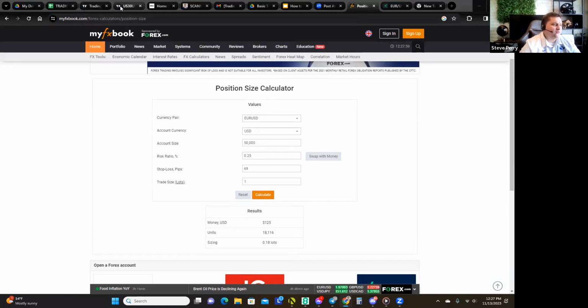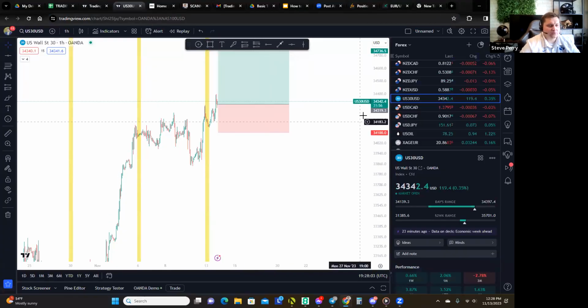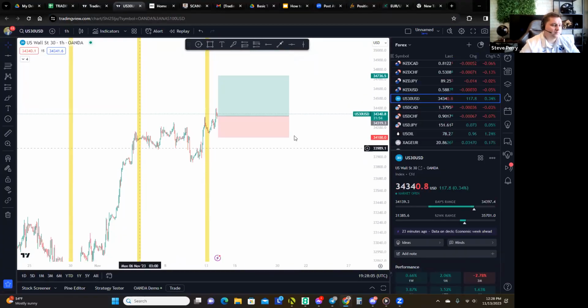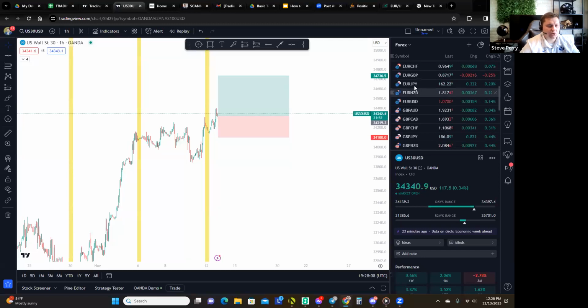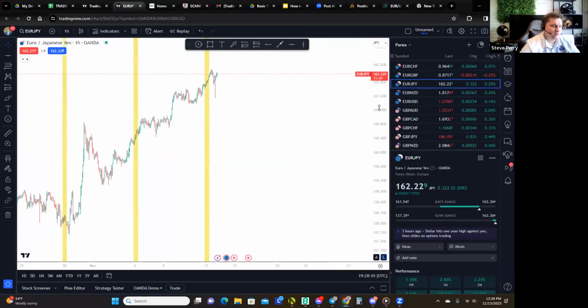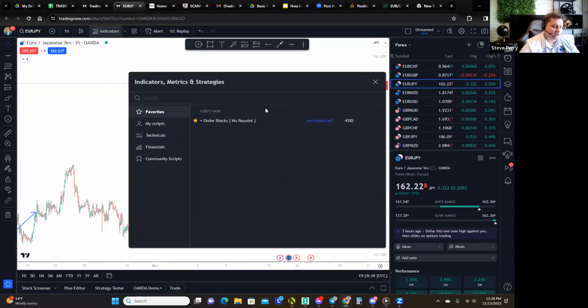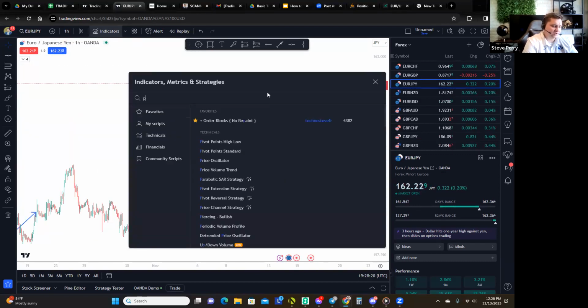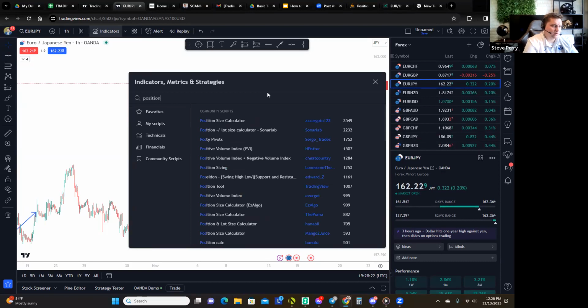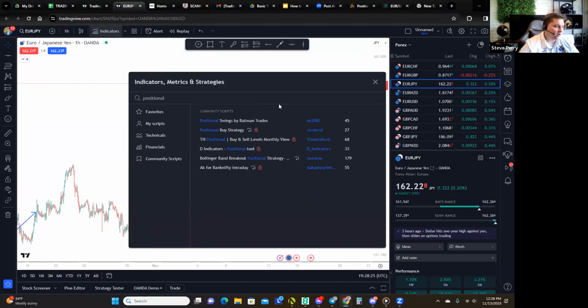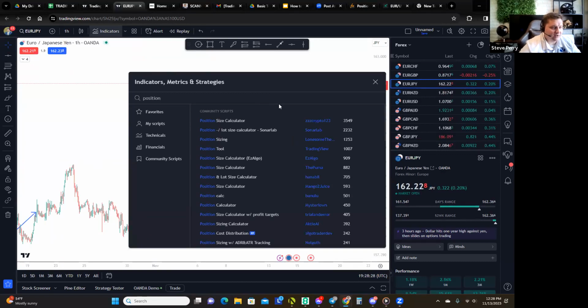Now, if you go to TradingView, there's actually some tools here you can use. Let's show you how to use the ones over here. So let's switch to a currency pair like the euro yen. And let's turn off that weekend indicator. If you go to indicators up here in TradingView and search position size calculator, I don't even know. I've never used any of these, by the way. I'm just going to click on the one that seems to be used the most.